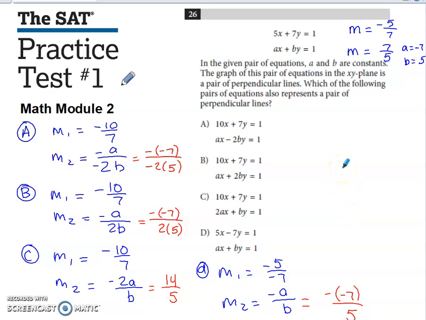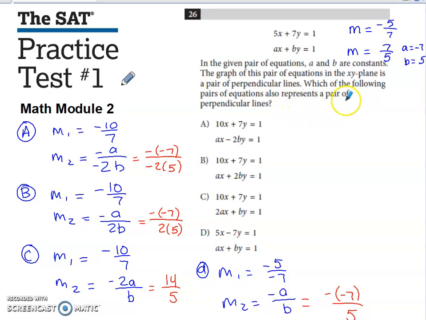This is a pretty tough practice SAT problem. Definitely takes a little bit of time to get through this one. But they present us with these two equations, and they say in that given pair of equations, A and B are constants. The graph of the pair of equations in the xy plane is a pair of perpendicular lines. Which of the following pairs of equations also represents a pair of perpendicular lines?